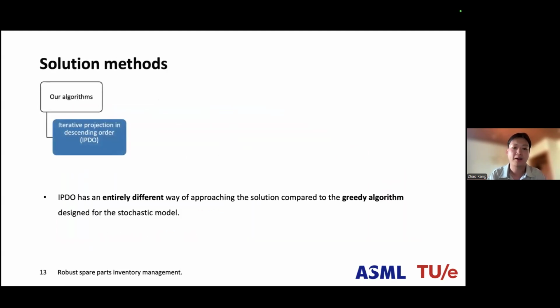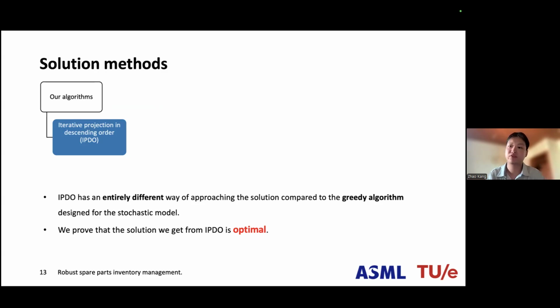And we find that IPDO has an entirely different way of approaching solutions compared to the greedy algorithm of the stochastic model for spare part inventory. Because for IPDO, we usually give the advantage to the expensive SKU first, and we hope to stock as little as possible for the expensive one. Well, the greedy algorithm typically gives more advantage or privilege to the cheap SKUs, and it helps to stock cheap SKUs as much as possible. And we also show that IPDO can give us optimal solutions when there are no redundant constraints.